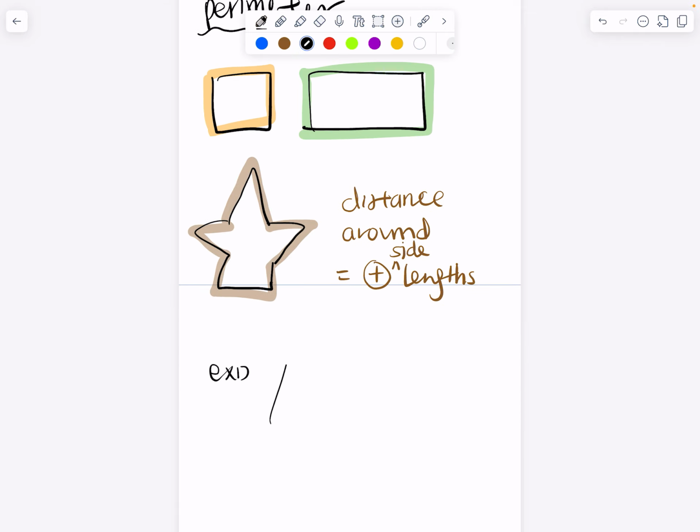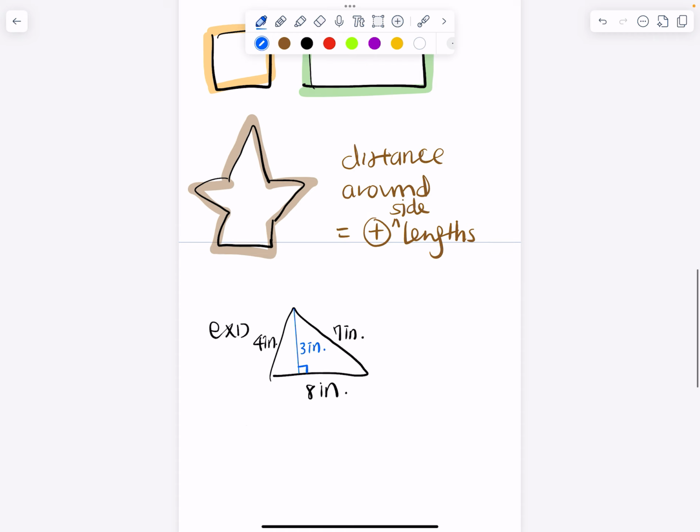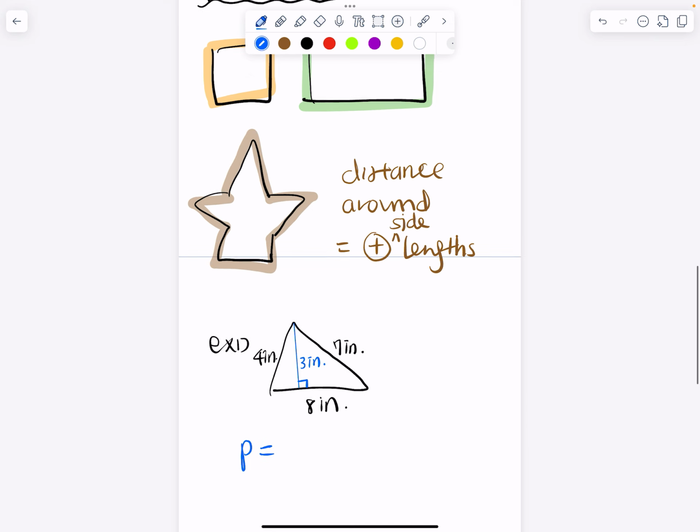So, for example, I give you a triangle looking like that, and I say this is 4 inches, and this is 7 inches. These are totally made up lengths. And I want to make this one 8 inches. And I might as well just give you a height of it. Make it perpendicular, and I say, hey, this is 3 inches. When I say, find the perimeter, what numbers are you going to add? Think before you start adding.